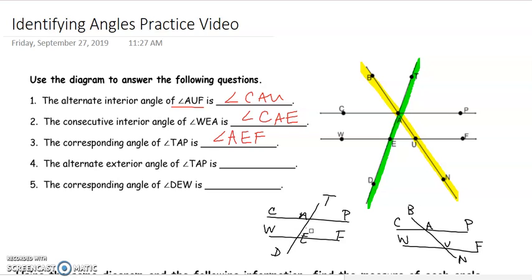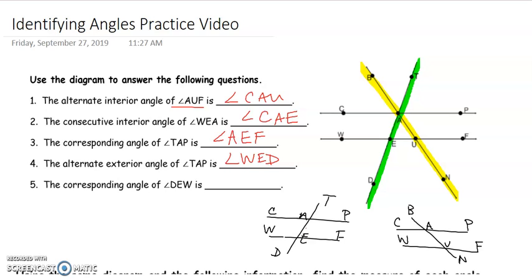Next, alternate exterior of TAP. Well, that's that same angle again. I want the other side of the transversal outside. That is angle WED. Hopefully sketching off to the side will help some of you. You also just need to make flashcards or a Quizlet and memorize what the relationships are, how to identify where things go.